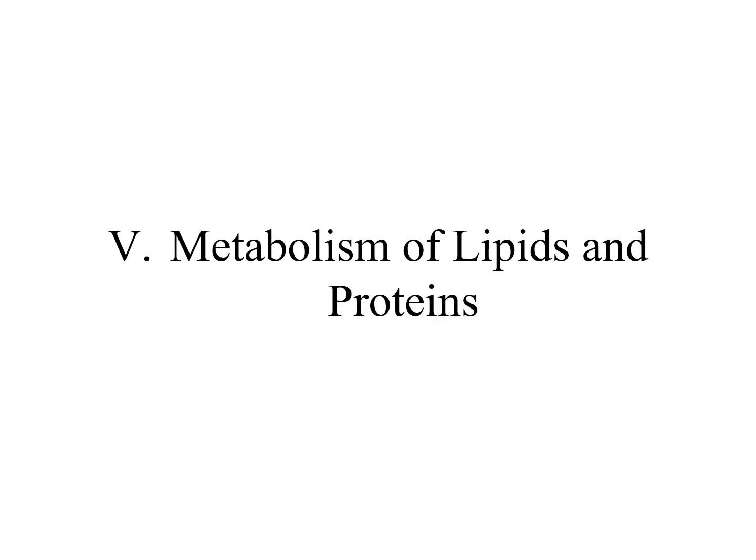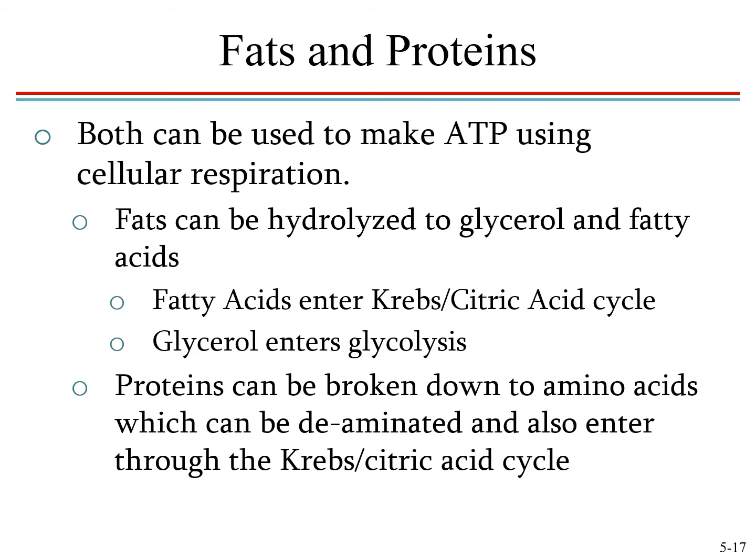All right, so we left off with metabolism of lipids and proteins. And overall, fats probably have the greatest amount of energy stored, while proteins have a little bit. The important thing is we can use both to make ATP. So fats are hydrolyzed to glycerol and fatty acids, and it's the fatty acids that can enter directly into the Krebs or citric acid cycle. Now, the glycerol itself can enter glycolysis. Now, proteins, when they're broken down, they break down to amino acids. They can be deaminated, and they enter directly through the Krebs citric acid cycle, like the fatty acids.